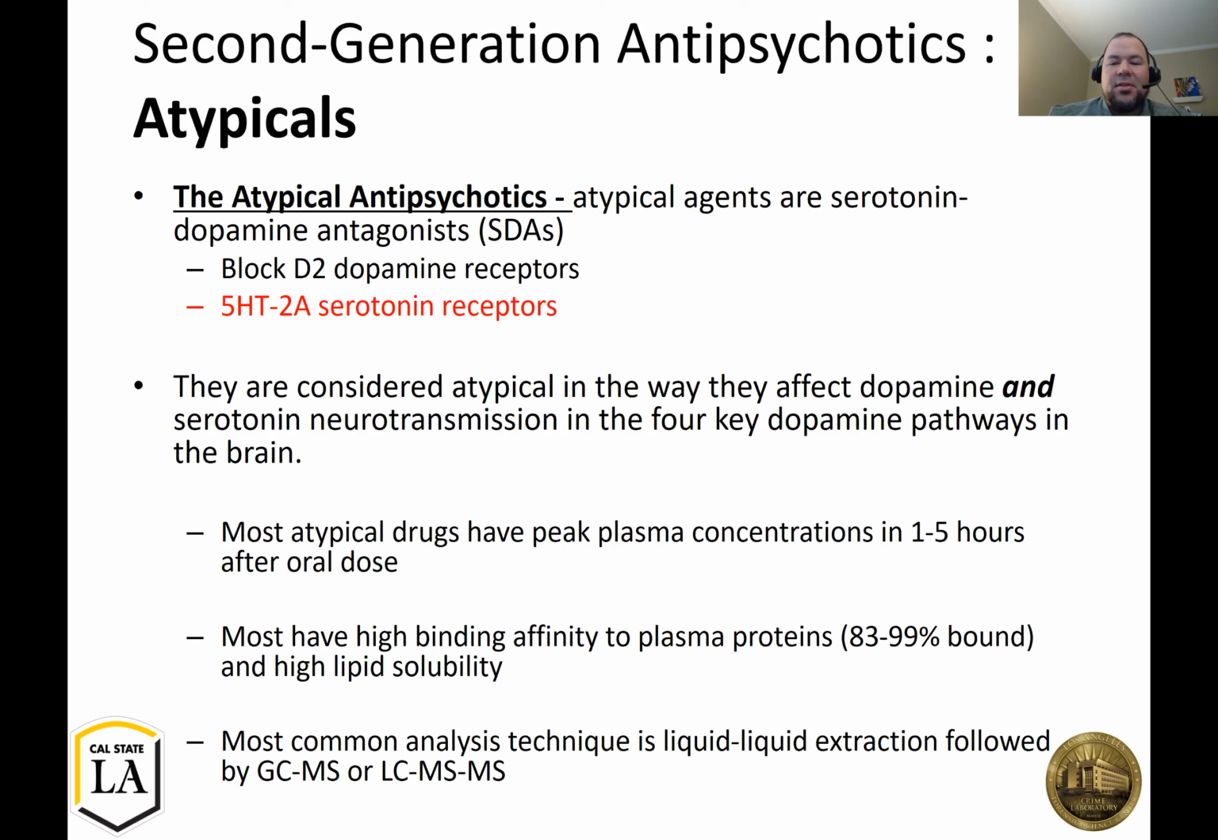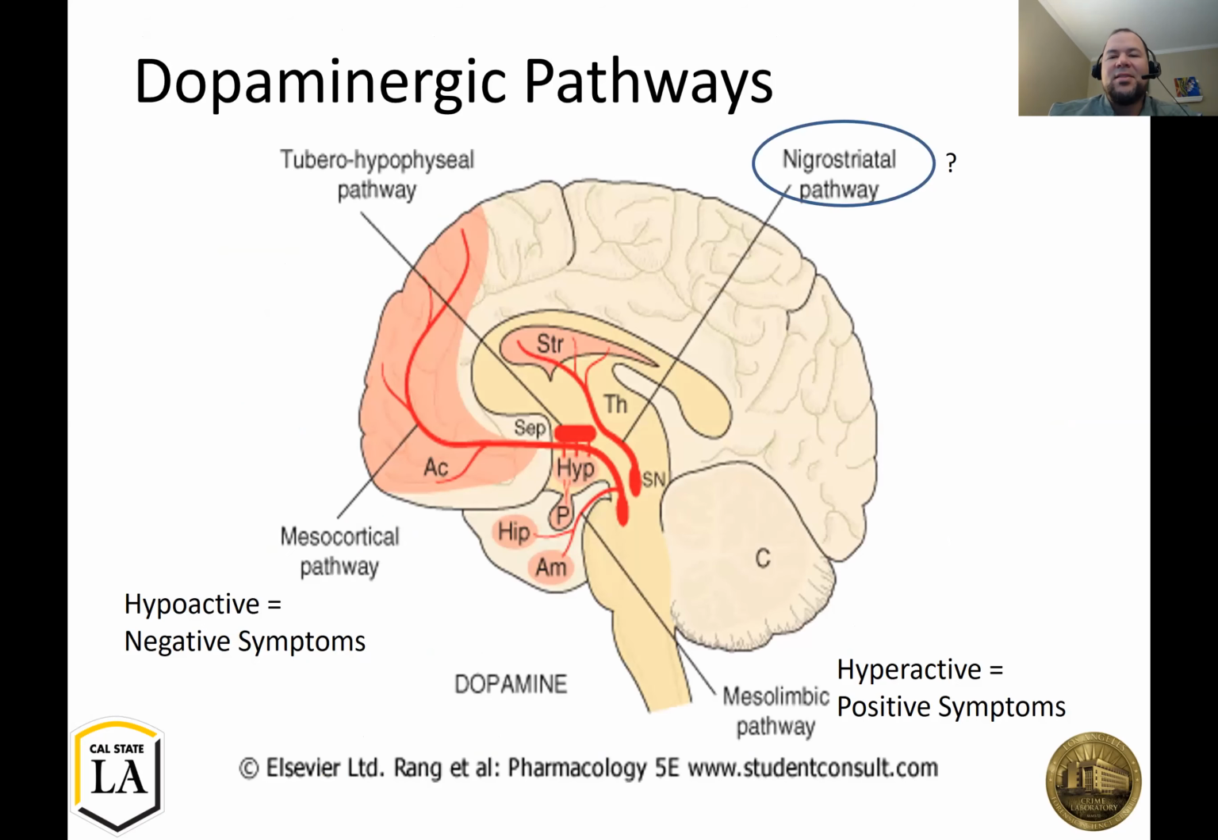Most atypical drugs have a peak concentration of 1 to 5 hours after an oral dose. And again, they can be identified in these drug screens, no problem. So, like I said, all antipsychotic medications have the D2 dopamine receptor activity, but this one has the uniqueness of the 5-HT2A. Okay, so let's get into this a little bit.